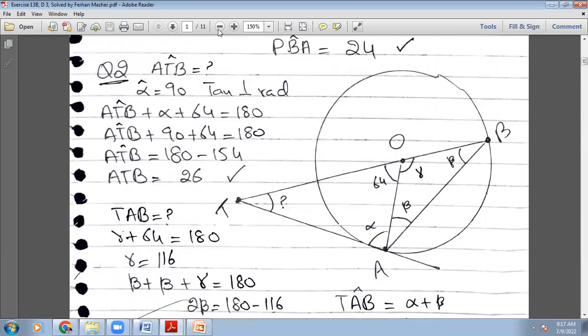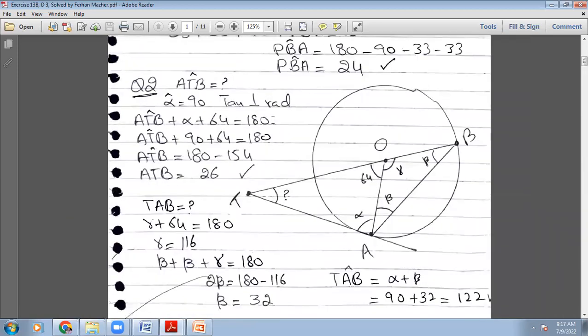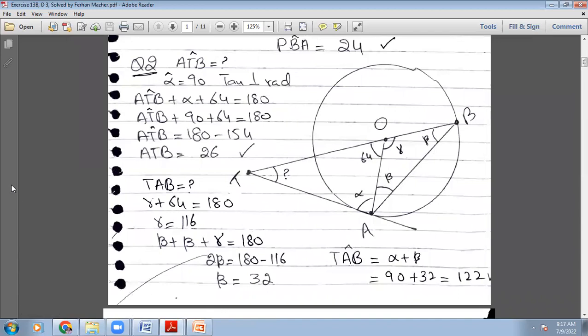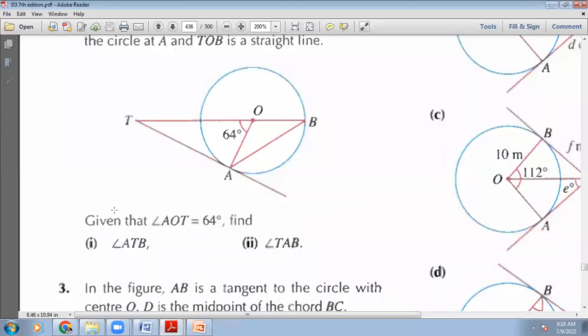So let me reduce the size so you can see the whole question. And my dear students, the question number 2, the whole question is showing up on your screen. And I hope you understand the techniques which I'm using. You can pause the video and you can take your time with this question. Okay, so we are going to the next question.